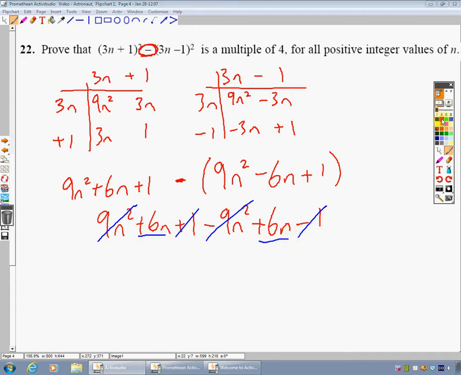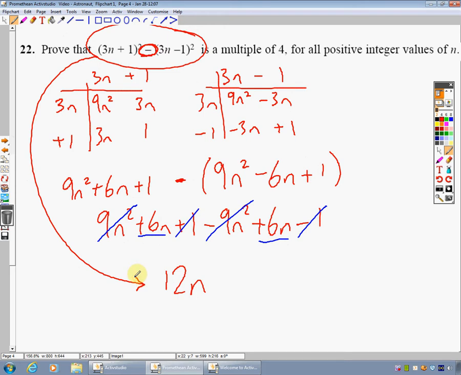So all of this faff, and this is why maths is just beautiful, guys, have a look at this. All of this faff here just means 12n. How nice is that? But hold on a second, what's happening with our question? Prove that all of this, so prove that 12n is a multiple of 4. Well, 12 is a multiple of 4 anyway, yeah? Multiple of 4.